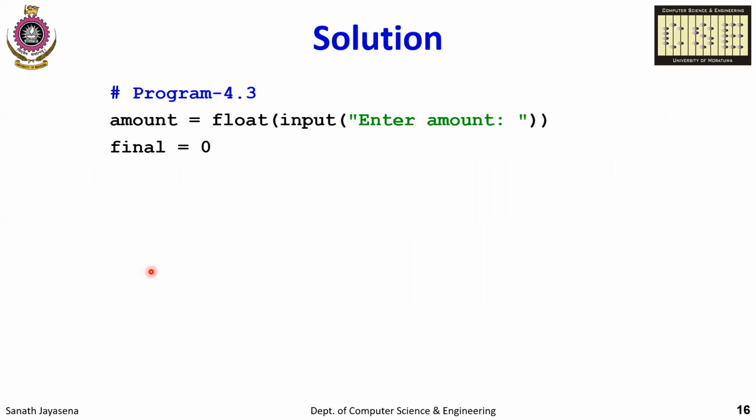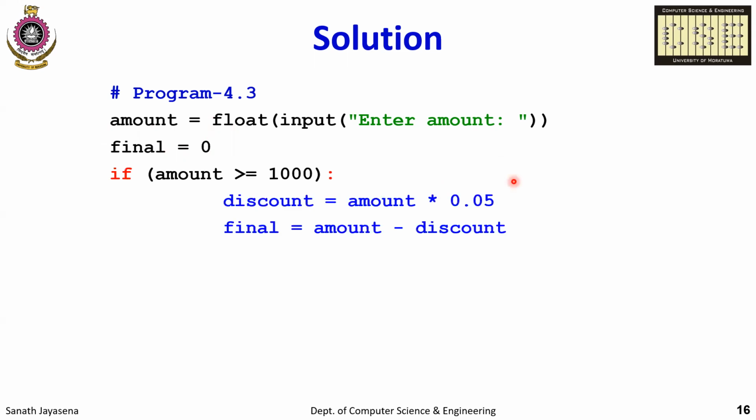It's given like this, so we can understand what is meant by amount, float, input, enter amount. Whatever the input from the keyboard is, it first comes as a string. From that string object, a float object is created with the equivalent value, and amount refers to that. And we have now taken another variable, final, which we have initialized to 0. Initialize means we set it to 0. And then we have if amount greater than or equal to 1,000, discount is equal to amount multiplied by 5%. Final is amount minus discount. That's it for the if part.